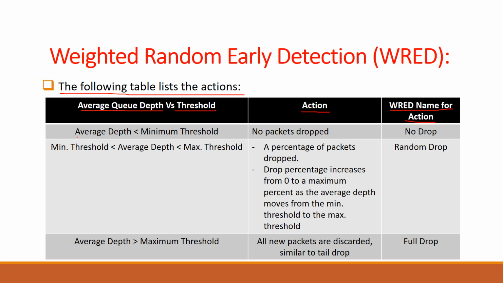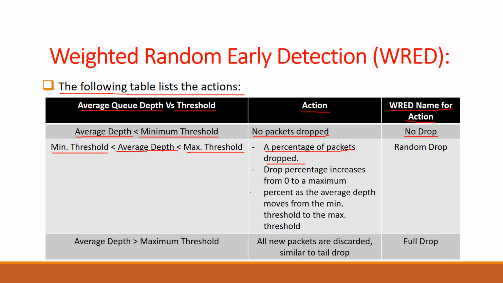So if the average queue depth is less than the minimum threshold, no packets will be dropped. WRED calls this action no drop. It means that the queue is not full. When the average depth value starts to be between the minimum threshold and the maximum threshold, then the action will be that a percentage of packets will be dropped.